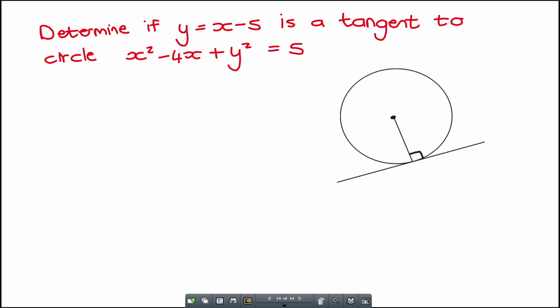Okay, so I'm giving you the line y is equal to x minus 5. I want to know if that is a tangent to the circle. Okay, I'm giving you the equation of that circle. Nou, ons moet die snypunt van daai twee grafieke bepaal, né? We want to determine where those two intersect. Good, so step 1 would be the x squared minus 4x plus y squared.